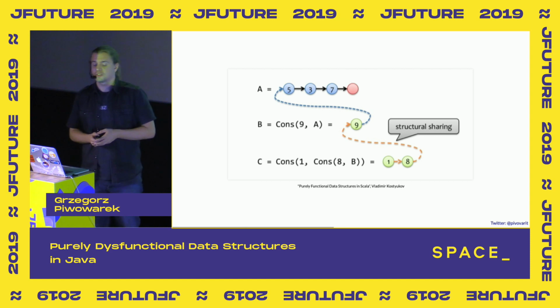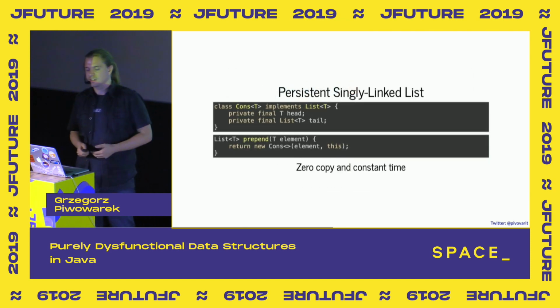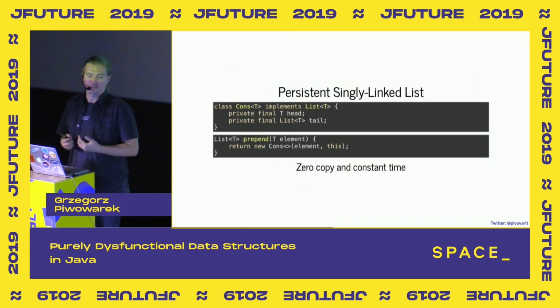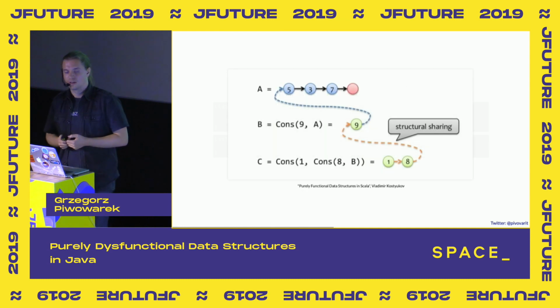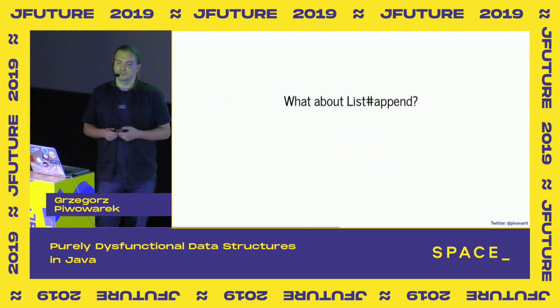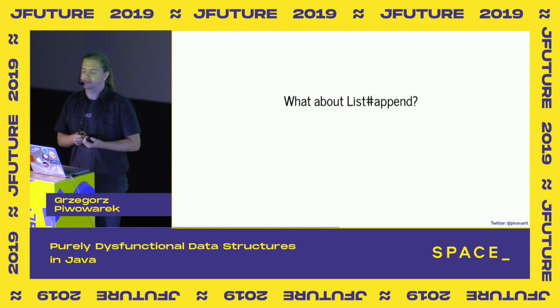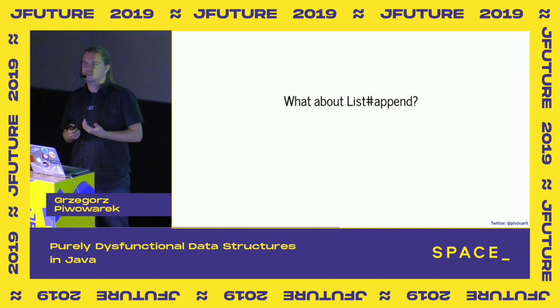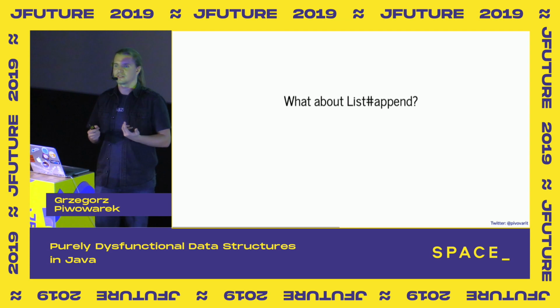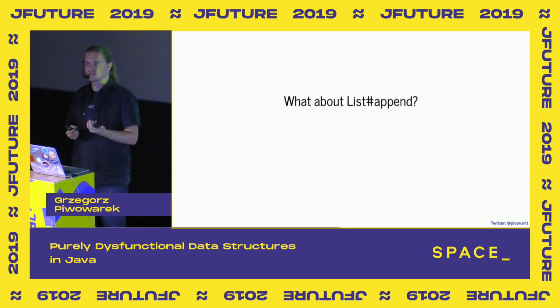But there is a trick involved, because as you can see, the prepend operation is great, because it's very simple. You just create a new list, add a new element, and point to the previous version. But what would happen if you wanted to implement list append, which means adding from the other side of the list? It's not so easy anymore, right? Because there is no easy way to point to the previous version of the list that doesn't really exist.